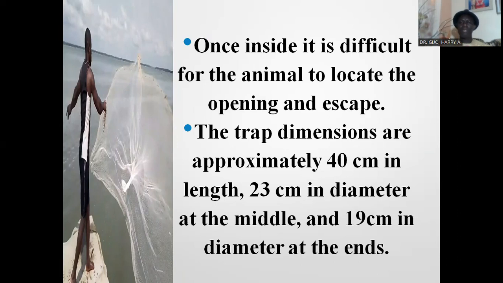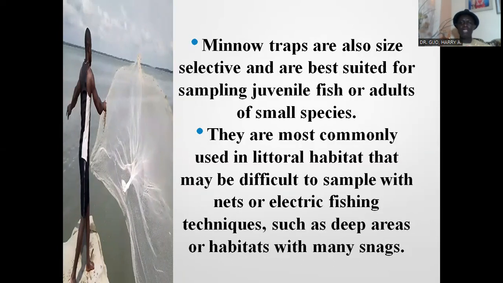The trap dimensions are approximately 40 centimeters in length, 23 centimeters in diameter at the middle, and 19 centimeters in diameter at the ends. Minnow traps are also size selective and are most suited for sampling juvenile fish or adult small fish species. They are most commonly used in littoral habitats that may be difficult to sample with nets or electric fishing techniques, such as deep areas or habitats with many snags.